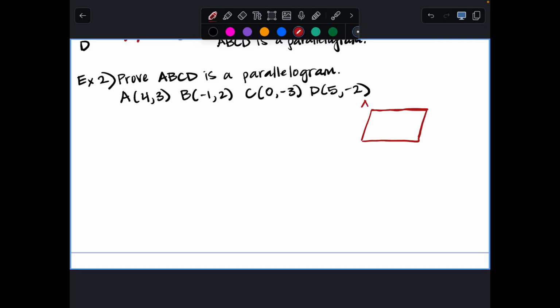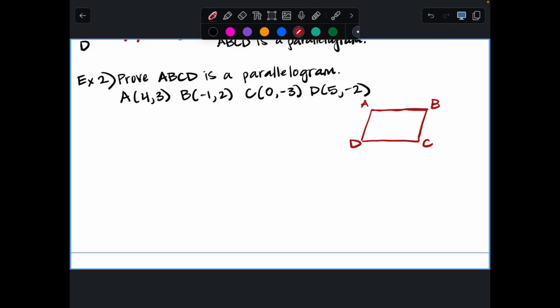Okay, so it can be A, B, C, D, or it could be this way, A, B, C, D. It does not matter which way you put them. What you don't want is having A, B, and then C, D. Okay, they have to be in order around the corners. So however you write them, just sketch it out so that you know that AB and DC are opposite sides and AD and BC are opposite sides.